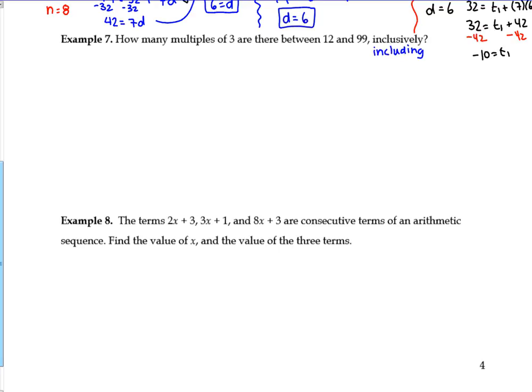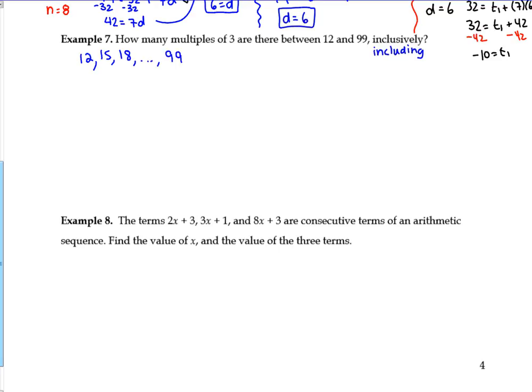Including 12 and 99, your first multiple between 12 and 99 is 12. What would be the next multiple of 3? 15. Careful. Although you're talking about multiples of 3, are they geometric, multiplying by 3, or are they arithmetic? They're arithmetic, because we're adding 3 each time, and those numbers are multiples of 3. Is 99 a multiple of 3? Yes, so it's our last term.